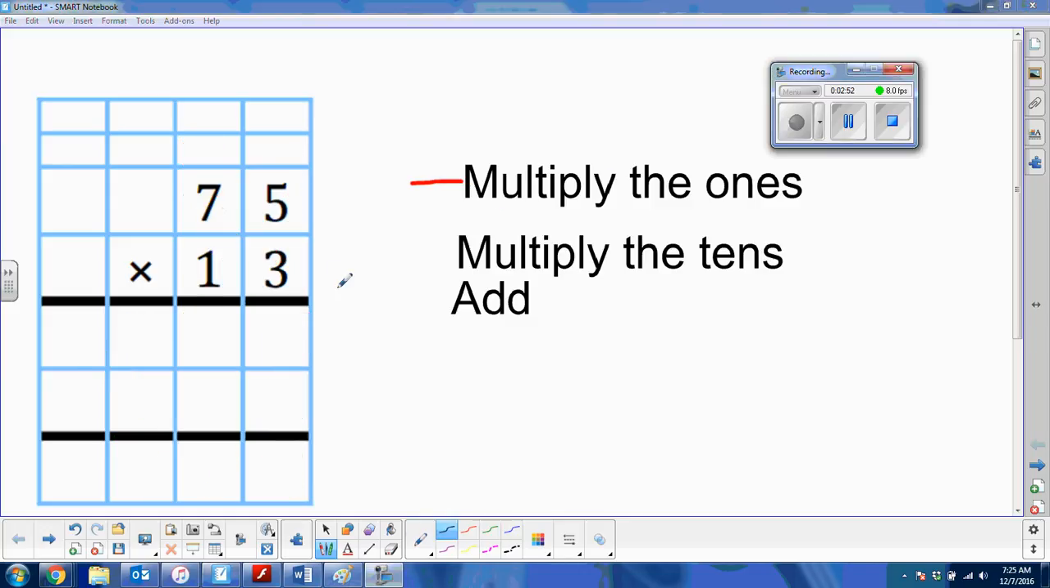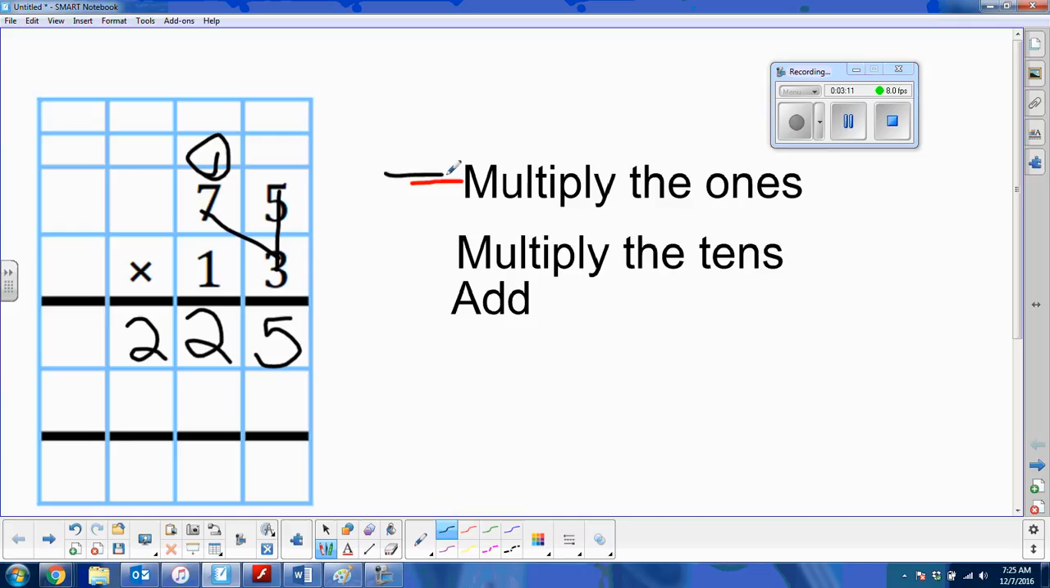Let me show you that one more time, this time just a little bit quicker. 5 times 3 is 15. Carry the 1 up there. 7 times 3 is 21, plus 1 equals 22. That's my multiplying the ones. Now I want to go ahead and drop my 0. Now I have to take a look at my tens. My 1, multiply 1 times 5 is 5. 1 times 7 is 7. So that's me multiplying the tens.